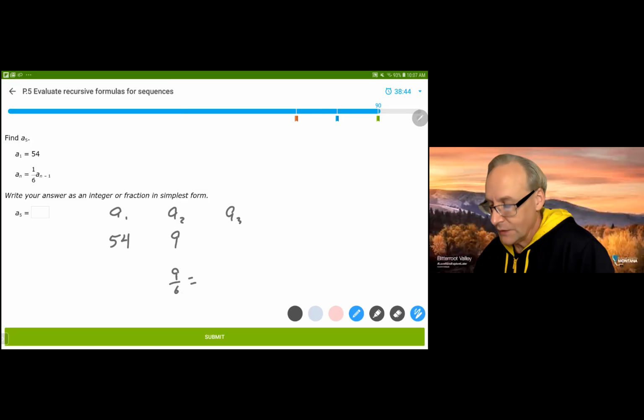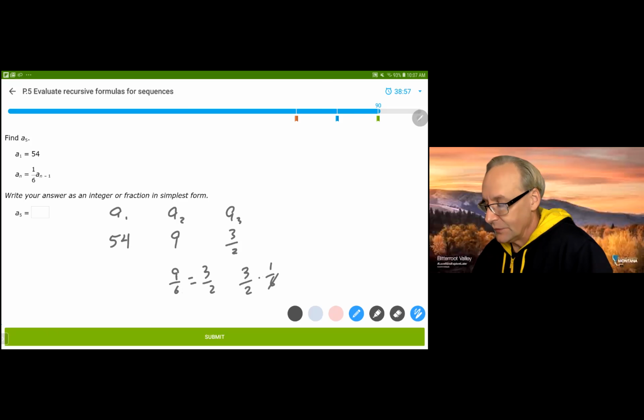We're multiplying by 1/6, however you want to think of that. And we're going to divide by 3. It's going to give us 3 over 2. And now I'm going to multiply by 1/6 again. I'm going to go ahead and multiply it so you can see it. The 6 simplifies with the 3 to give us 1/2 times 1/2. It's 1/4. So A4 is 1/4.